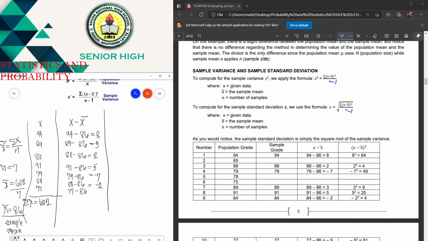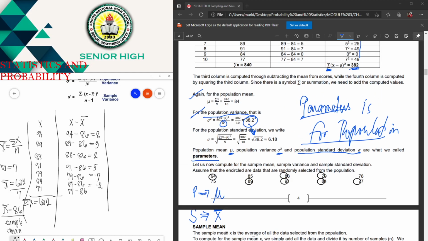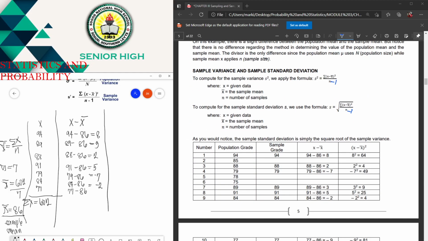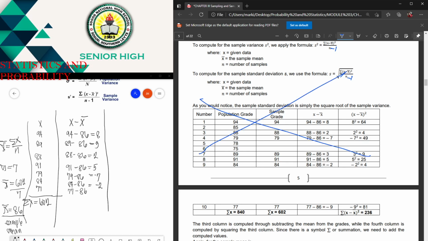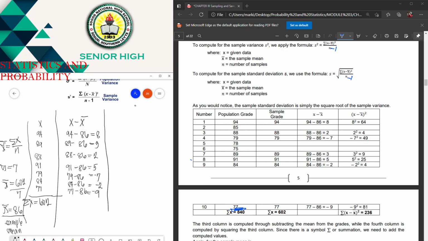May 77 ba? Yes, meron. So, as you can see here, may mali na naman dito. So, be careful. Meron palang 77. Hindi ko nakita. 77 pala sa ubos. Ito yung kulang. 77 minus 86, that is equal to negative 9. Okay? So x minus x bar squared.